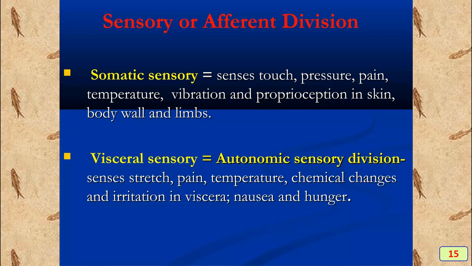Whereas the visceral sensory is from the autonomic sensory division and senses stretch, pain, temperature, chemical changes, and irritation in viscera, nausea, and also hunger, etc. So this is not under the control of the individual human being or animal, and it is the viscera, but the response has to be done by the individual itself through the different nervous system or by providing food, etc.